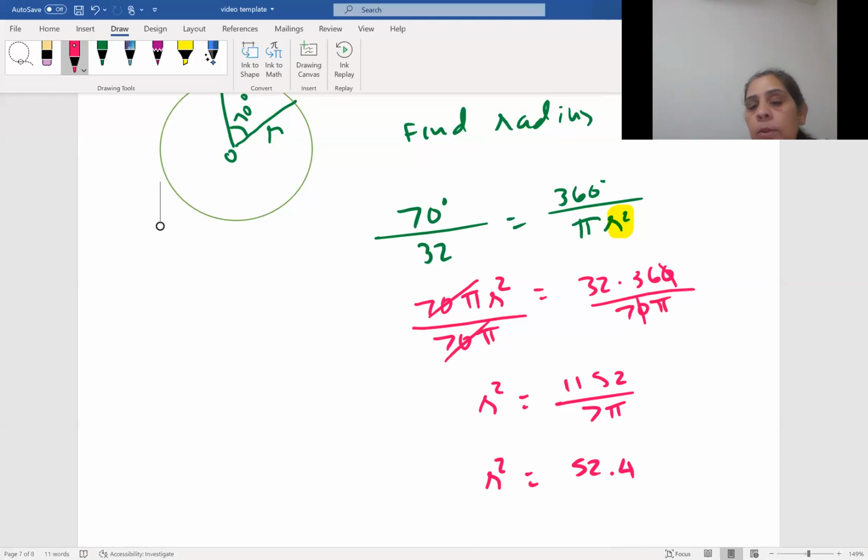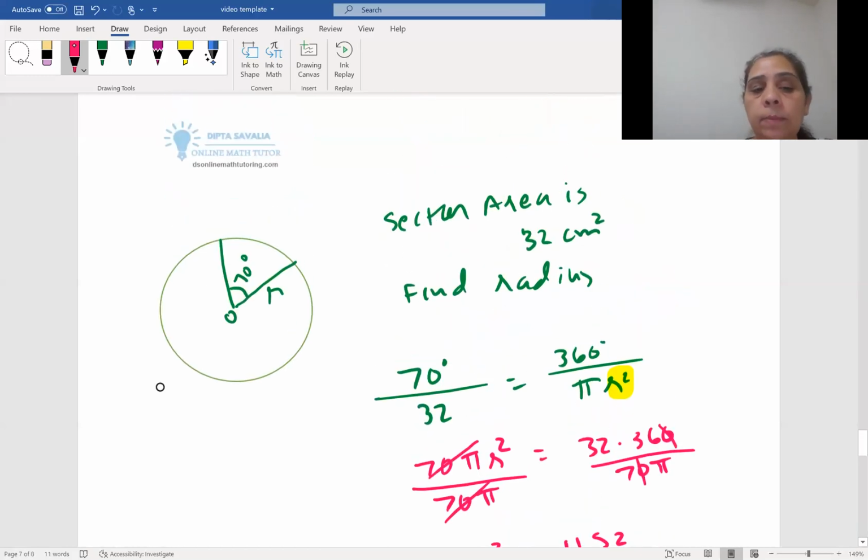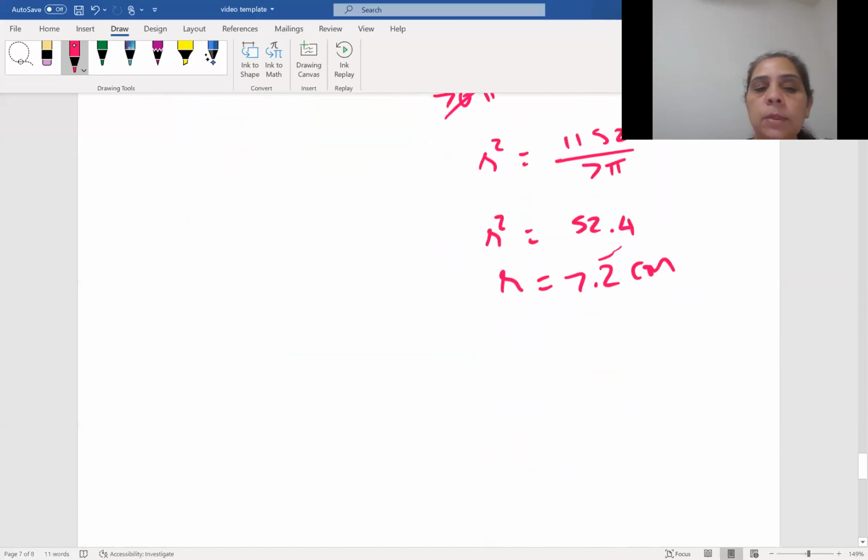Now that is r square. We need to do square root of that. Square root of 52.4 is 7.2. So radius is 7.2 centimeter. All right, so that's how we can find any information from this given information.